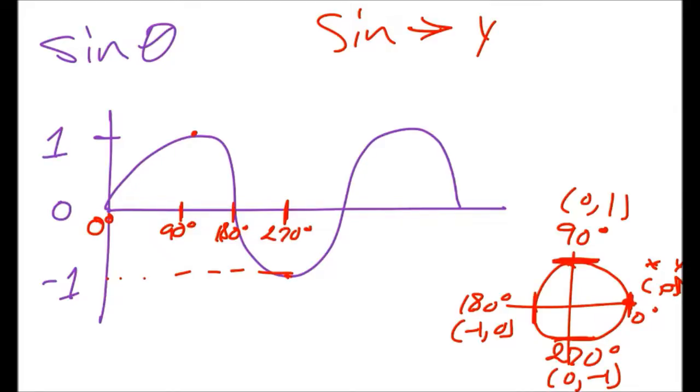And then finally, I can come back up to this point where I've come all the way around the circle, so that's 360 degrees. And my y value is going to return to 0 again. Okay? Now, we just did this all in terms of degrees.